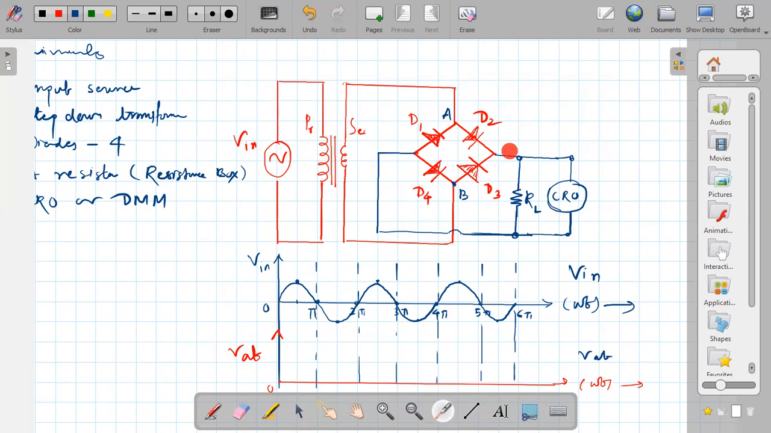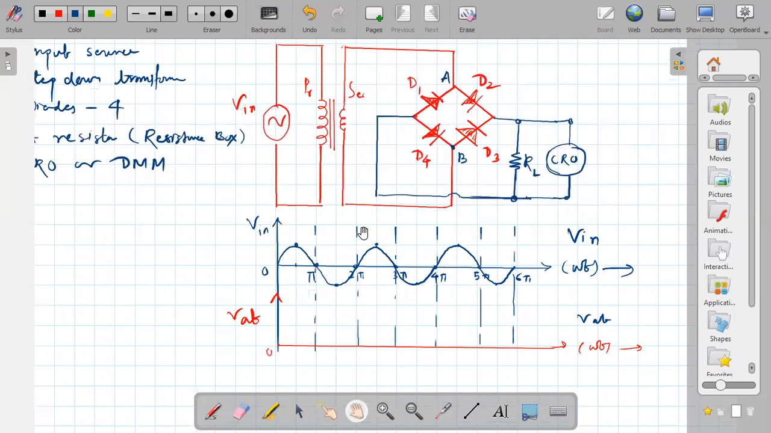Again, dear friend, this is in which bias? Forward bias, and here you will get the current. It will flow through this circuit. So when the positive cycle is at point A and negative cycle at point B, D2 and D4 will be in forward bias. At the same time, D1 and D3 are in reverse bias. And thus, here I will draw, current flows through the circuit and you will get a wave like this. At this point, D2 and D4.